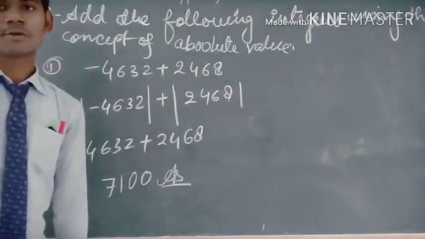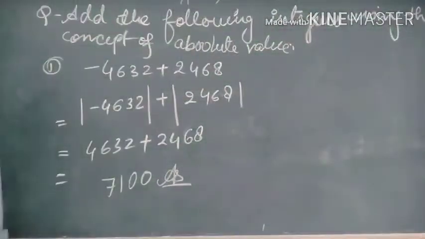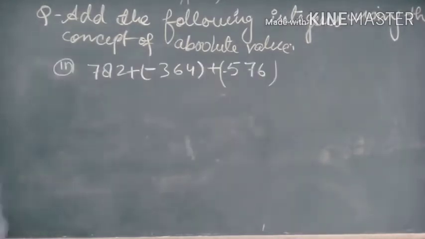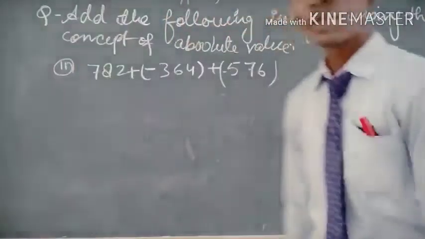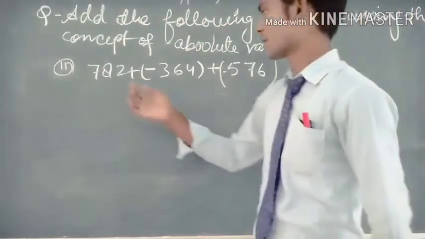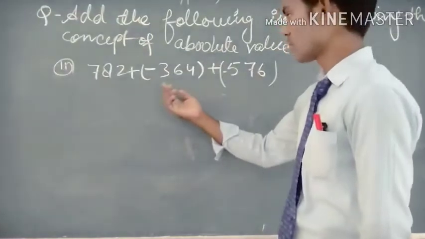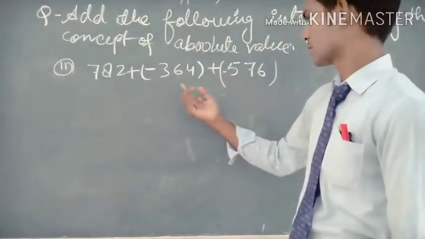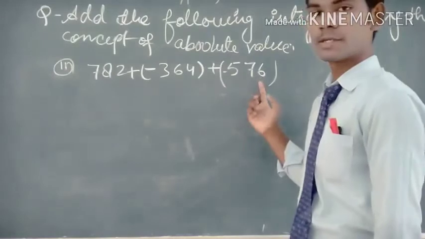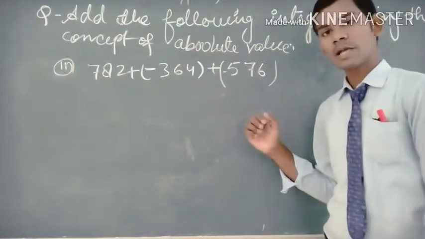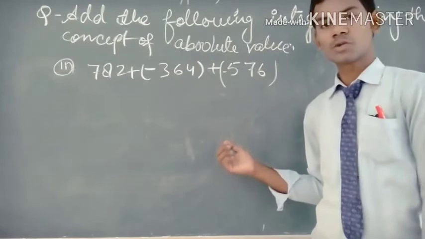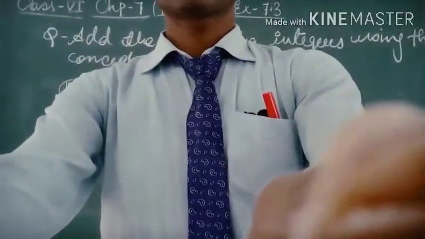Okay students, so I hope that you get the solution of the given question. So this is the addition of integers using the concept of absolute value. Okay, now let's see the next. The second question is 782 plus minus 364 plus minus 576. So this is the given question, and here we have to solve it using the concept of absolute value. So let's start.